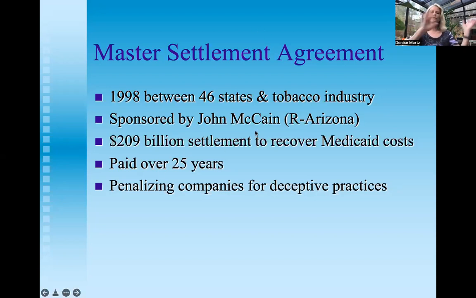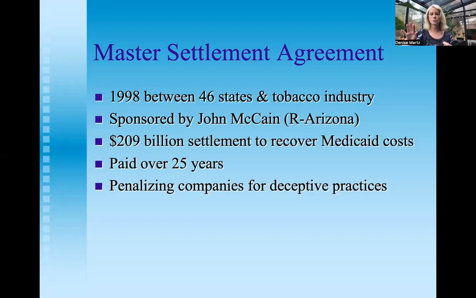So John McCain, fast forward into the future here, he created a settlement where the tobacco industry agreed to pay out $209 billion to the states to help them recover their Medicaid costs, to help supplement the funds to take care of these sick people. That was to be paid out over 25 years. And 46 of the states took this settlement. Four states did not. And I believe that was Virginia, North Carolina, South Carolina, maybe Georgia.